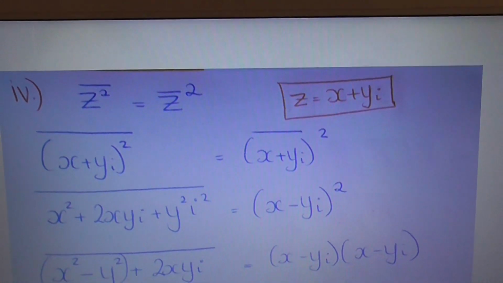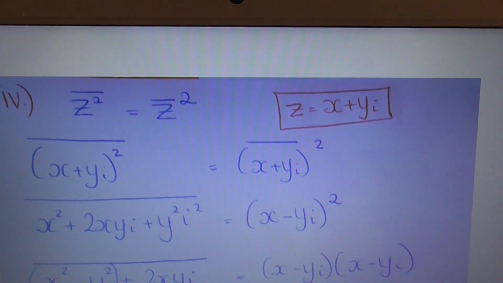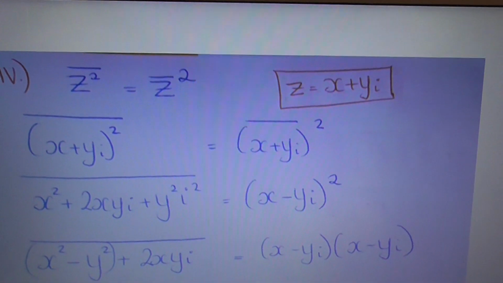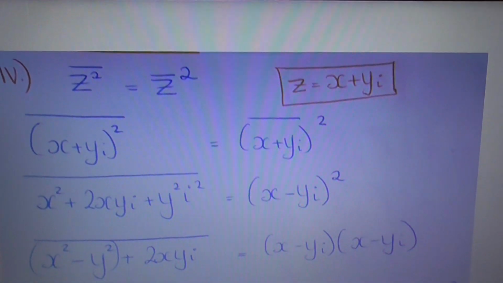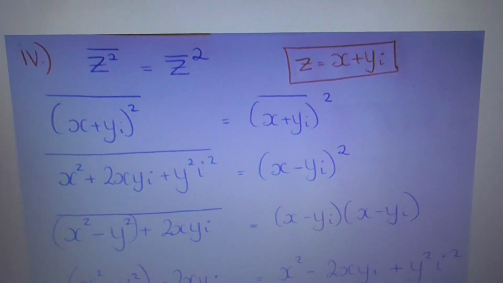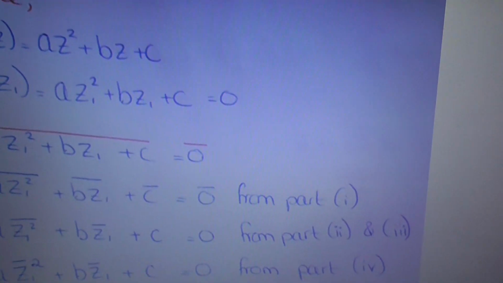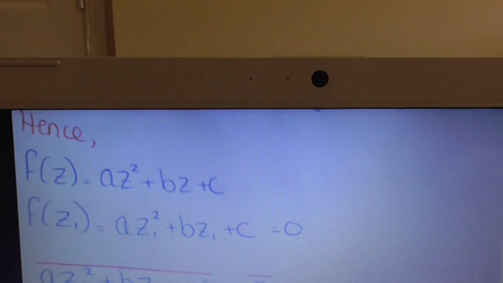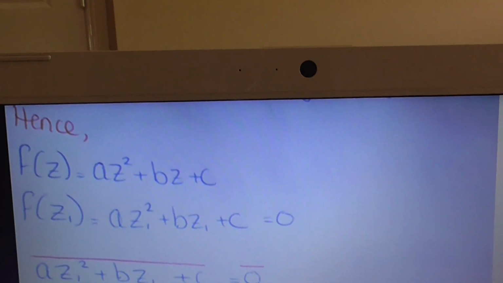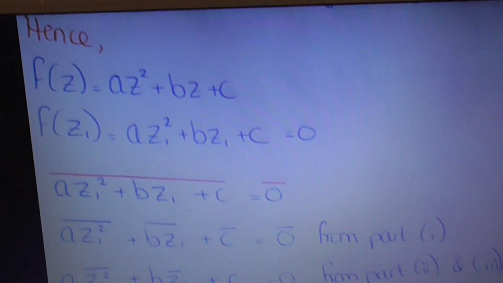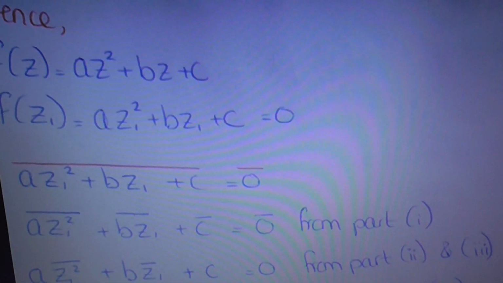Now, there's a hence part. It said hence, show that if z1 is a root of this polynomial az squared plus bz plus c, then z1 conjugate is also a root. You are now going to use all the previous parts that you've just done in parts 1, 2, 3, and 4 to do this hence part. Okay? So, f of z is az squared plus bz plus c. They have said if z1 is a root of it, well, if it's a root of it, it should sub into it and solve it. So that's what I'm doing next.